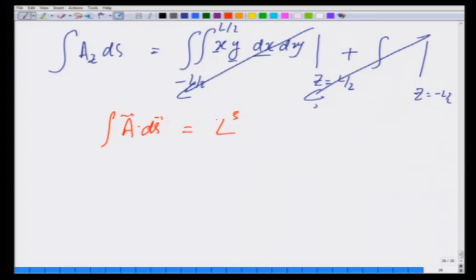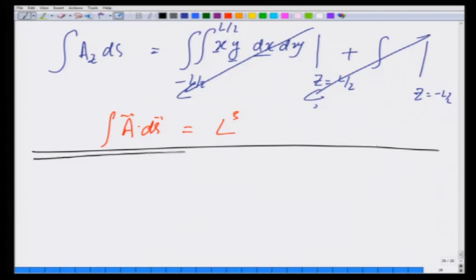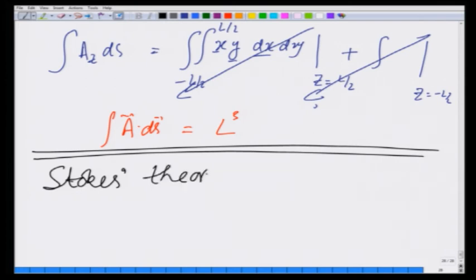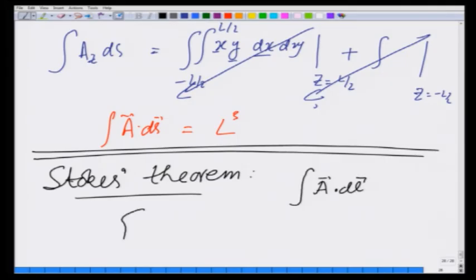and that confirms the divergence theorem. Next, I am going to take an example from Stokes theorem, a very simple example. Remember what Stokes theorem said? It said that the vector field A dot dl around a closed path is going to be the curl of A dot dS.